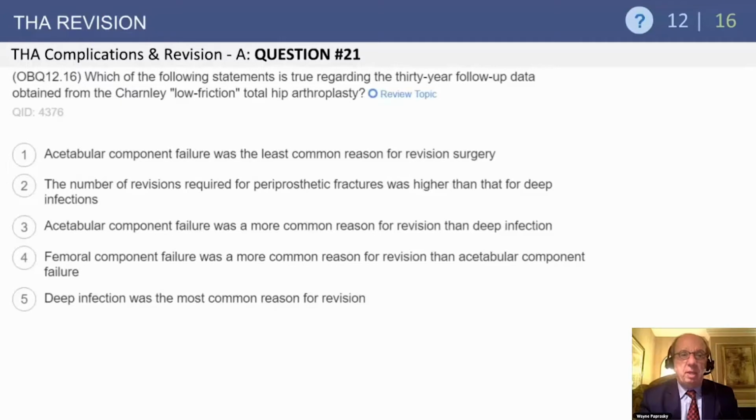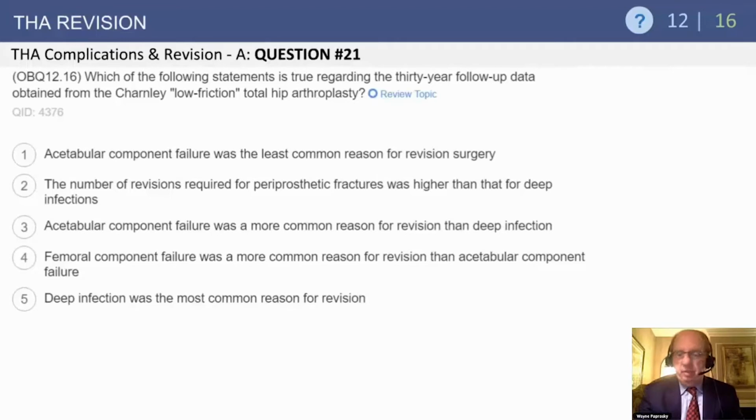The acetabular component was the least common reason. Number of revisions required for periprosthetic fractures were higher than for deep infections. Acetabular component was more common reason for revision than deep infection. Femoral component failure was a more common reason than deep infection.